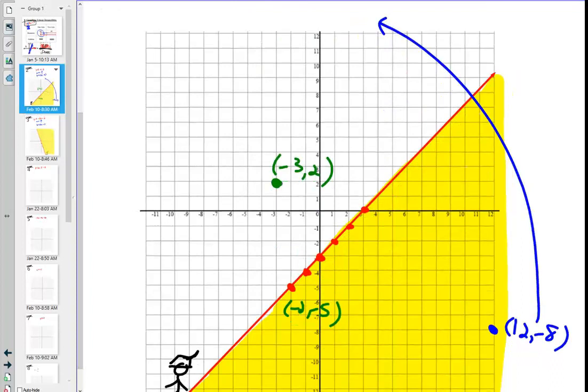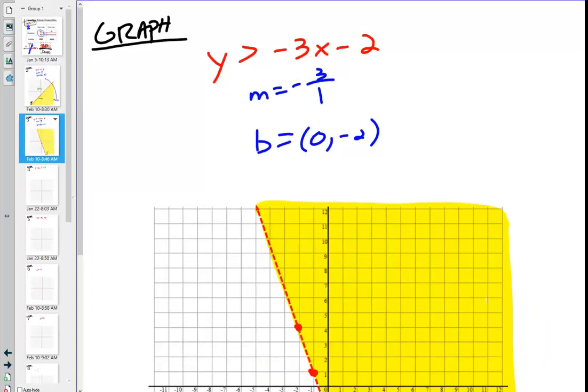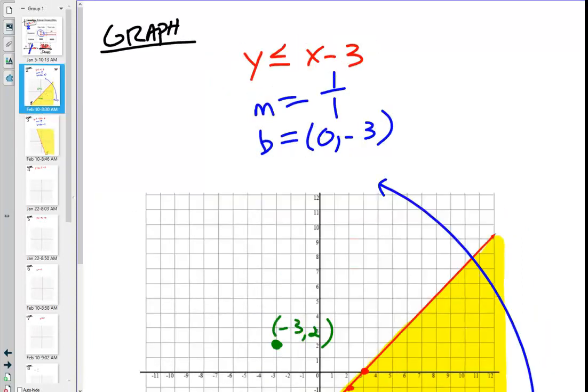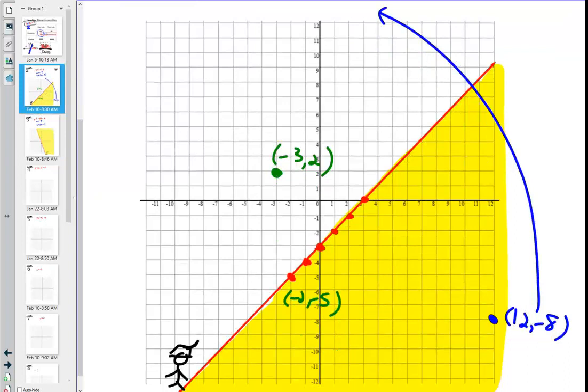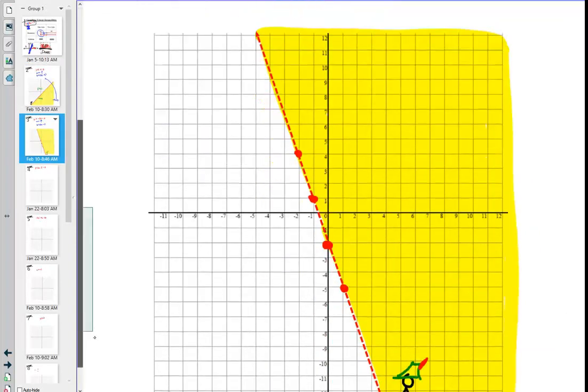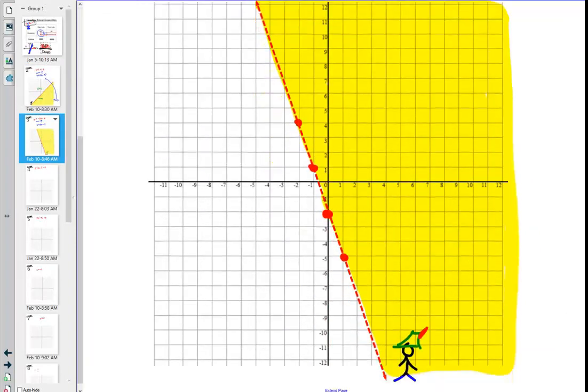One is solid. One is broken. Solid boundary, part of shading. If you shade the boundary, that's considered part of the yellow. Broken boundary is considered to be part of the white. So if I were to pick a point here like (1, -5), (1, -5) is not part of the solution, because it's part of a broken boundary.